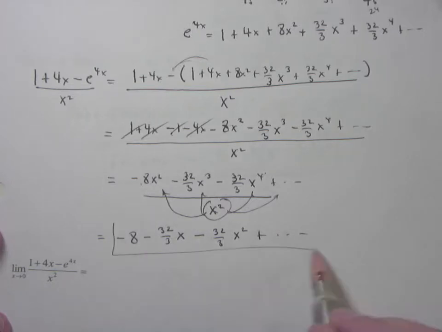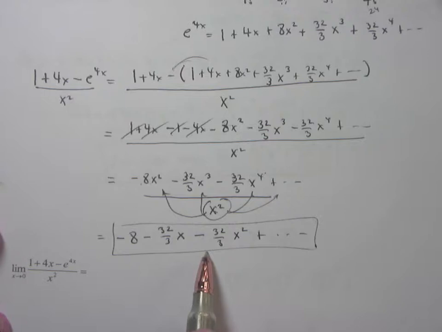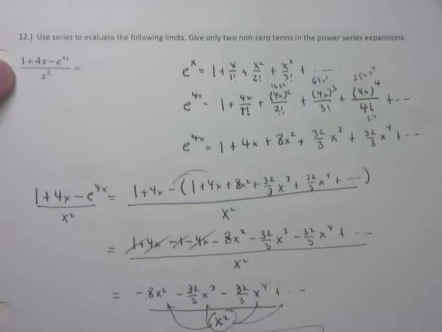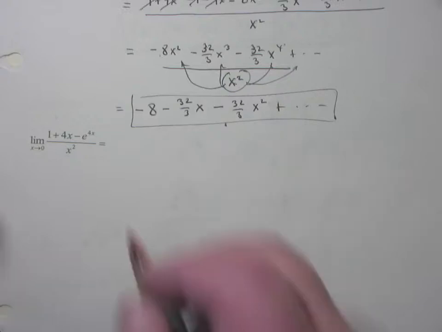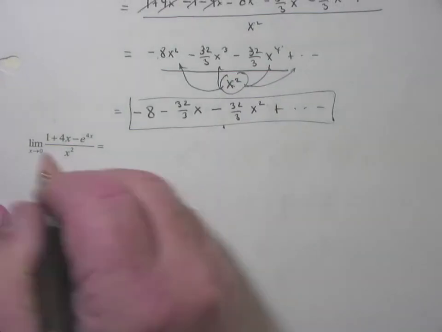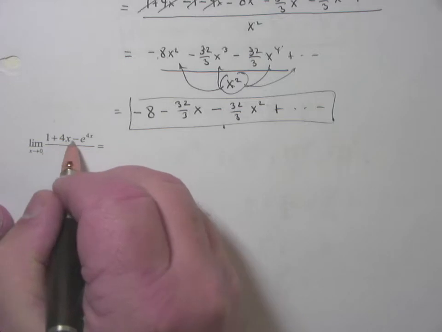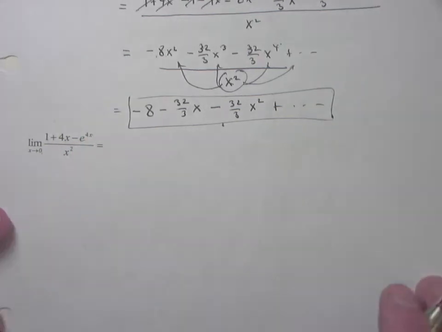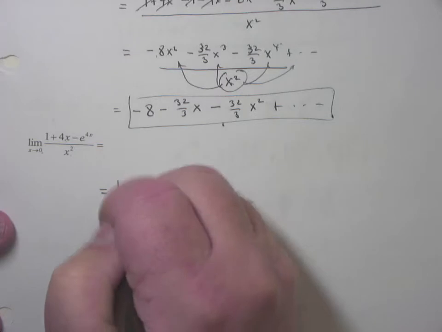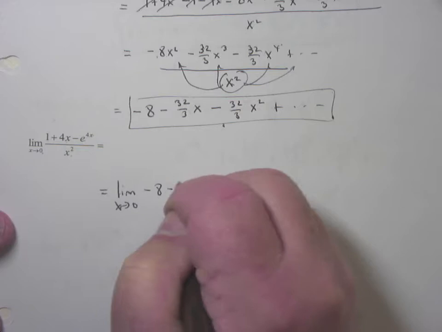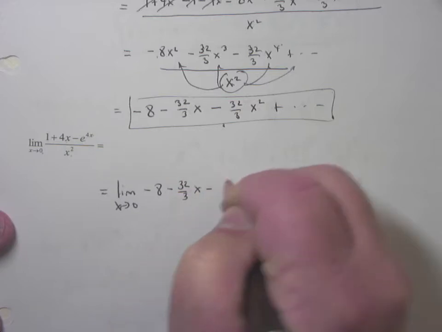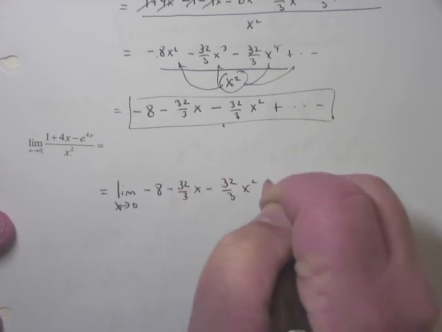This ends up becoming my Maclaurin series, and I have at least three terms here for the 1 plus 4x minus e to the 4x over x squared. But the purpose of this problem is actually to evaluate a limit. So to do the limit, this would be the limit as x approaches 0 of 1 plus 4x minus e to the 4x over x squared. This would be equal to the limit as x approaches 0 of minus 8 minus 32 thirds x minus 32 thirds x squared plus dot dot dot.